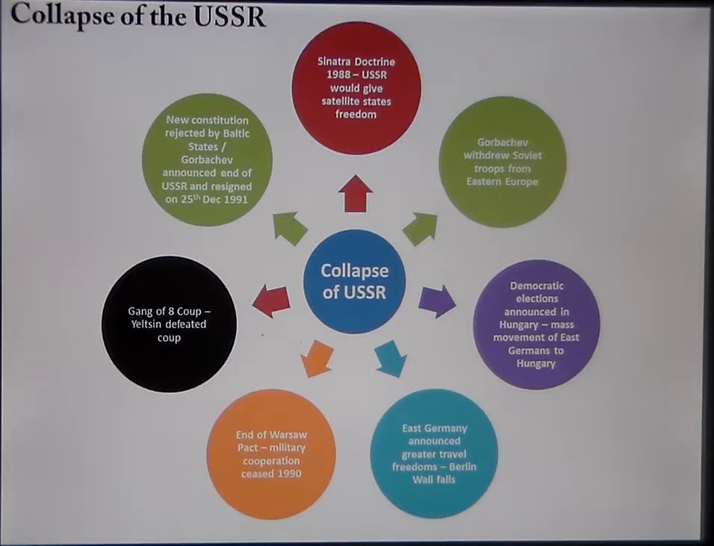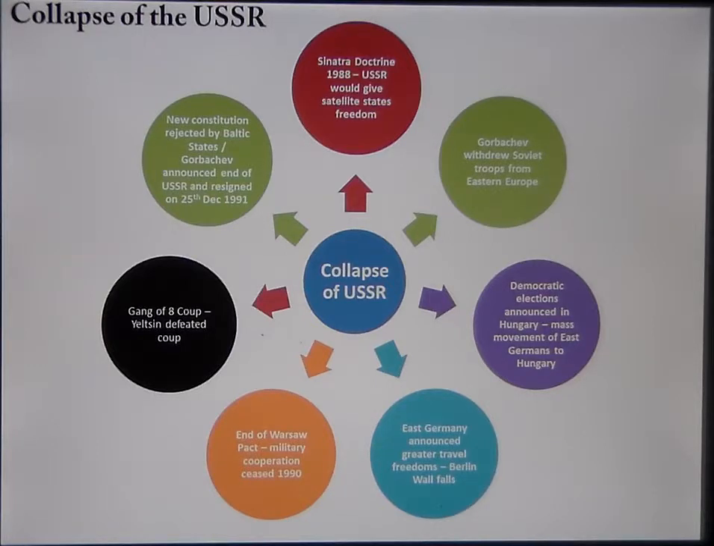And reasonably quickly, democratic elections are announced in places like Hungary. And Gorbachev accepts that Hungary, for example, can become a multi-party state, and that it is their right to have democratic elections if that's what they choose. Well, as soon as the democratic elections are announced, there's a big movement of East Germans to Hungary. They're trying to get out from behind the Iron Curtain, maybe get into Austria and to freedom in the West.